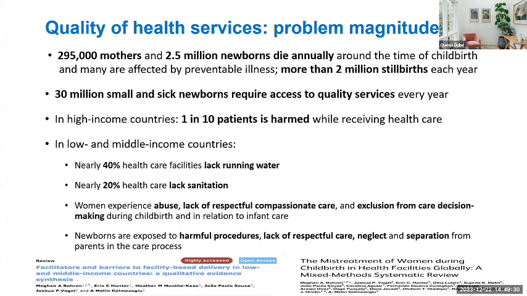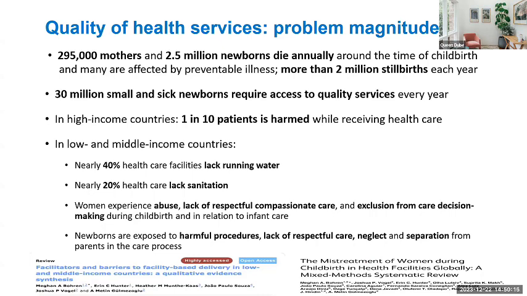But the majority of these newborn deaths are occurring around the time of birth. And let's not forget an equally important area, and that's stillbirths. We have more than 2 million stillbirths every year. So if you combine that with the newborns, we have at least 4.5 million. And then when you look at the magnitude of newborns that require access to quality services, we're talking about 30 million newborns across the globe. You could put in figures for Myanmar in terms of your small and sick newborn population.